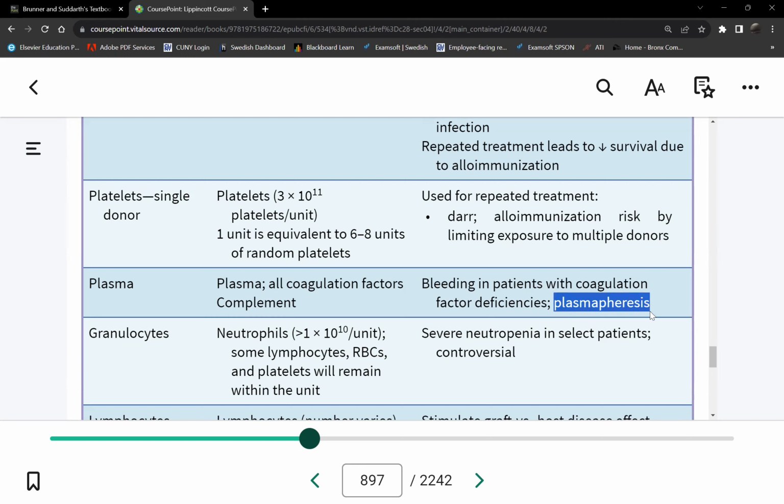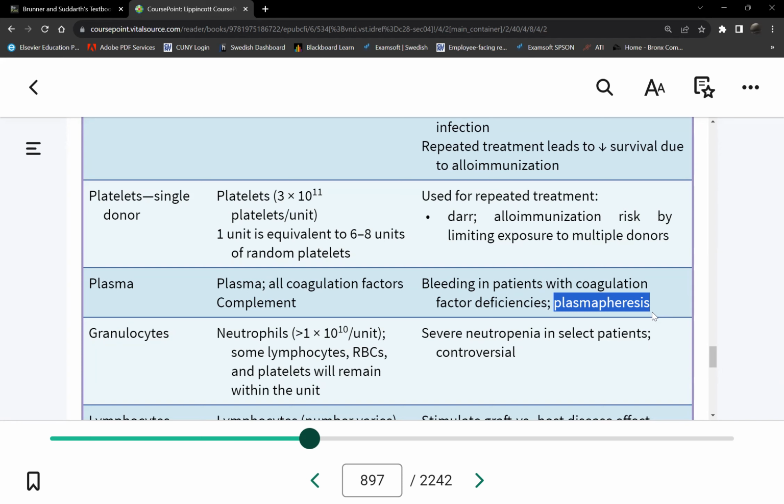This procedure involves removing the patient's blood momentarily out of the patient's body into a machine, just like the dialyzer, and then returning it to the patient. During the time that it was outside the body and inside the machine, what was the machine removing from the patient's blood in plasmapheresis? It was removing the plasma.